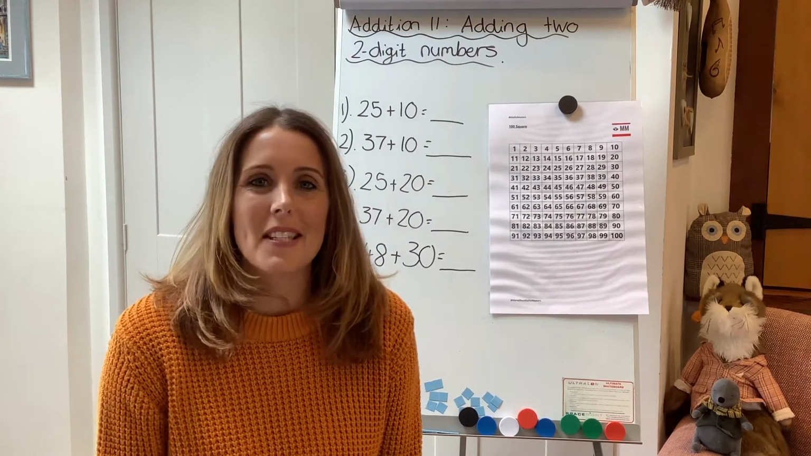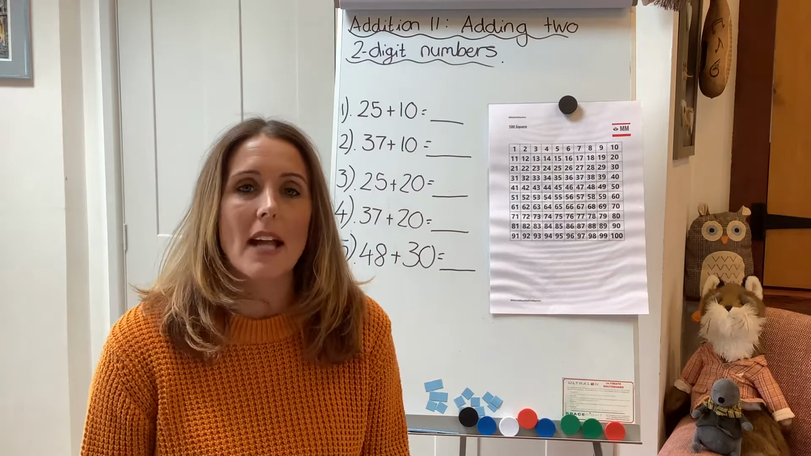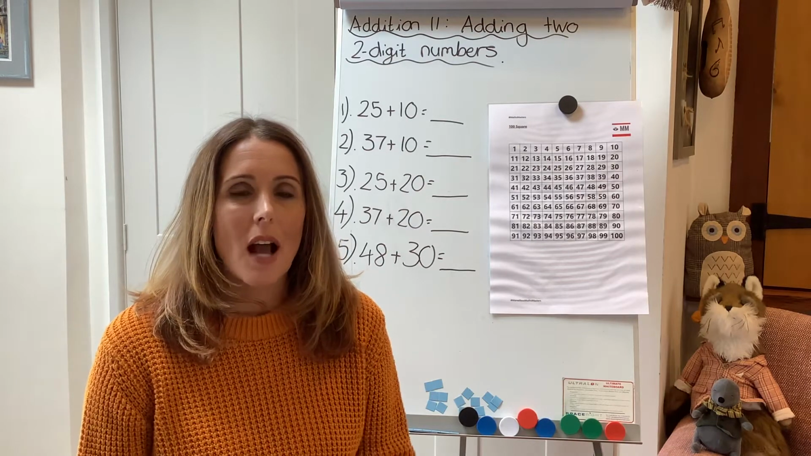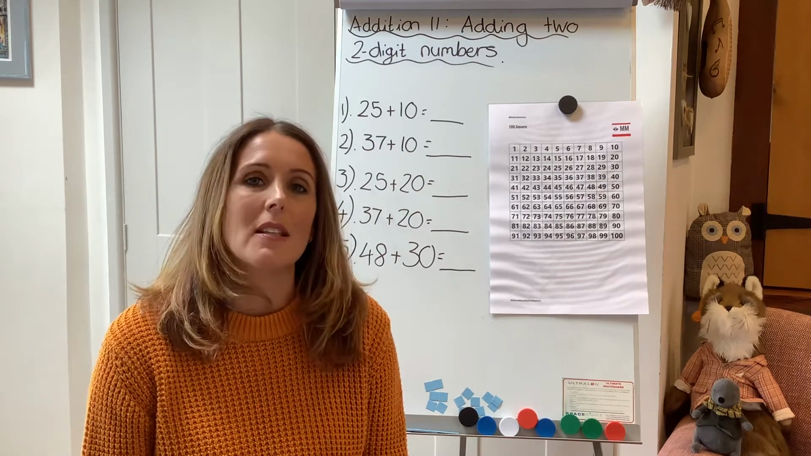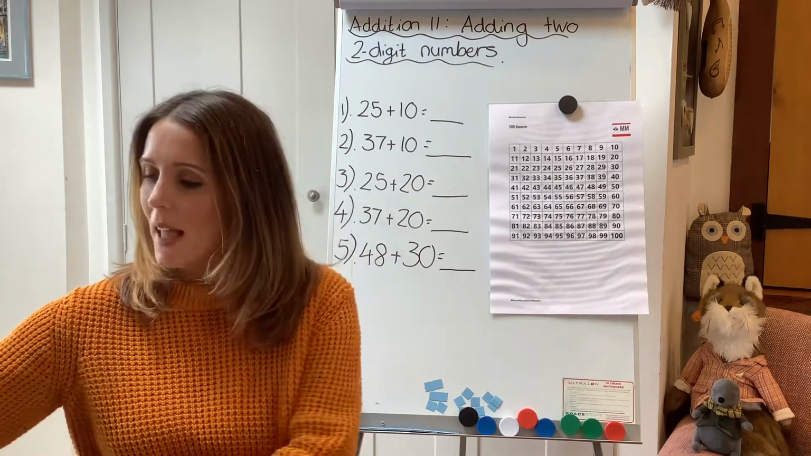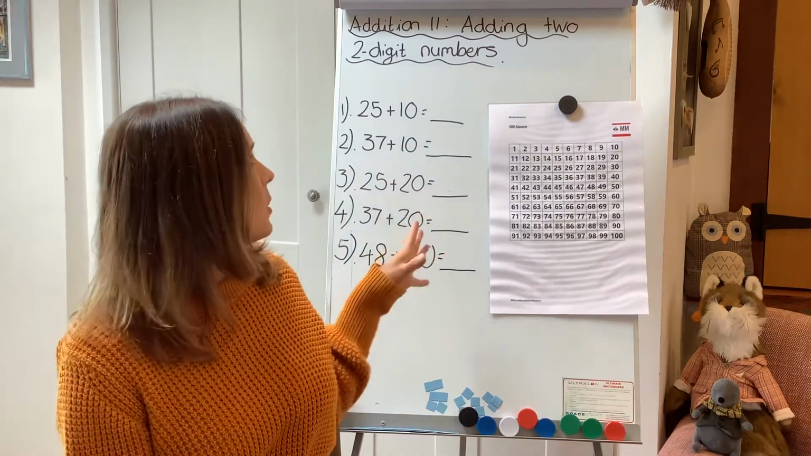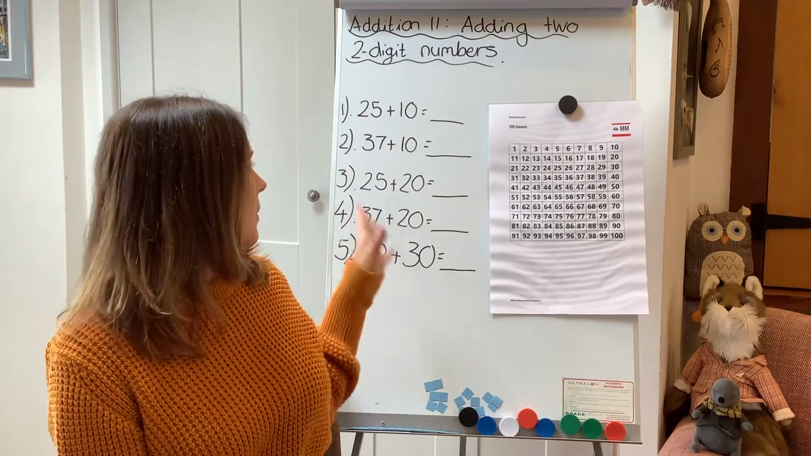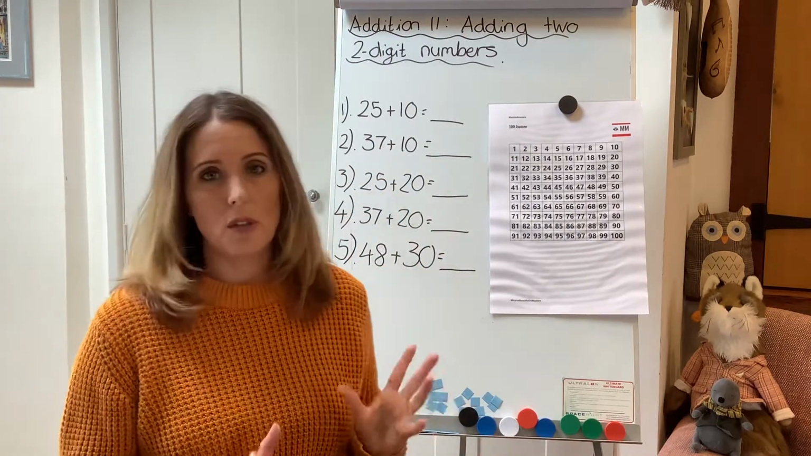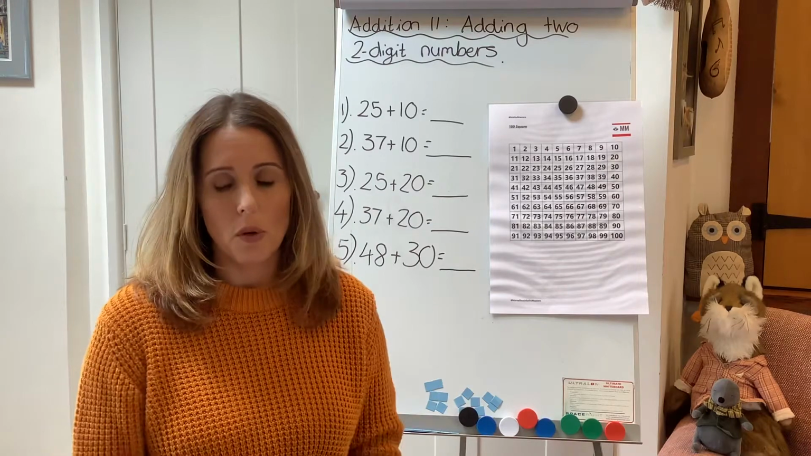Okay, welcome back to the second part of Addition 11. We're looking at adding two-digit numbers together. Okay, so the last part we looked at making number bonds to 100 when we add two-digit numbers, and now we're going to look at adding any two-digit numbers that can make more than 100.